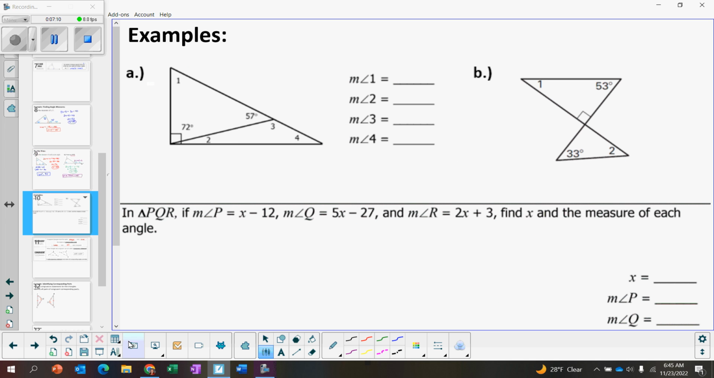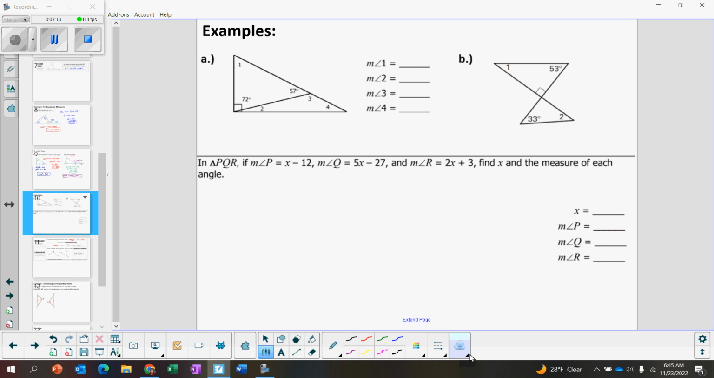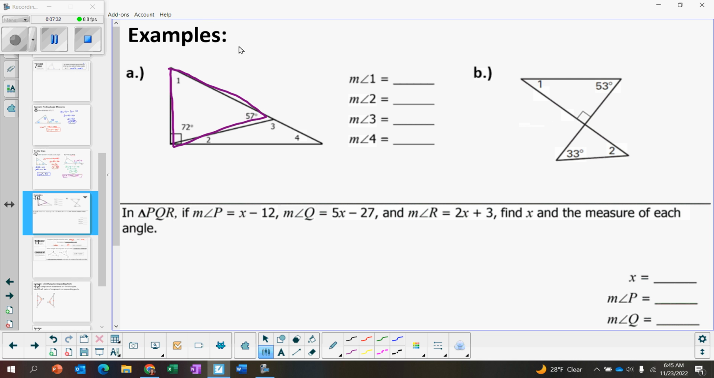Now we have some more complicated pictures. So we're going to have to work with different triangles within the picture to find different measures. So I can find angle 1 right now because I have a triangle right here. So the measure of angle 1 plus 72 plus 57 is going to add to 180. So when I do that, I actually get 51 degrees for the measure of angle 1. And I'm going to plug 51 in there.